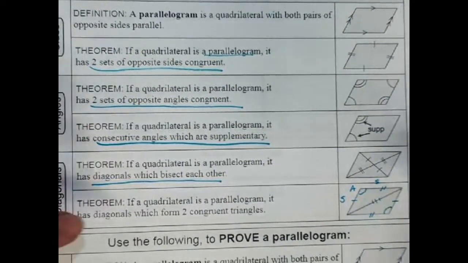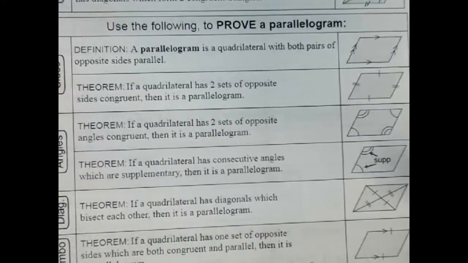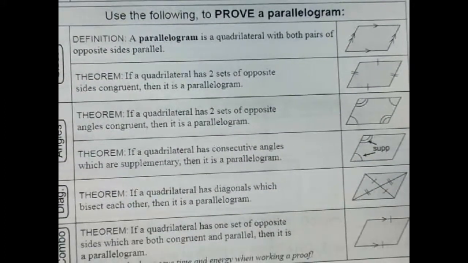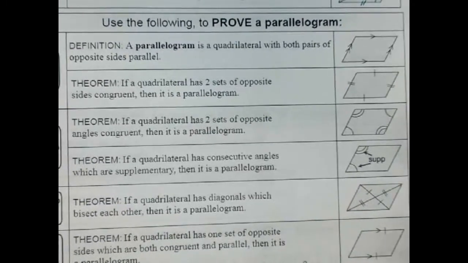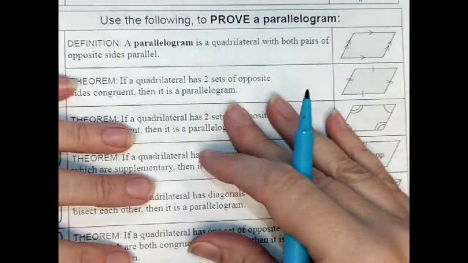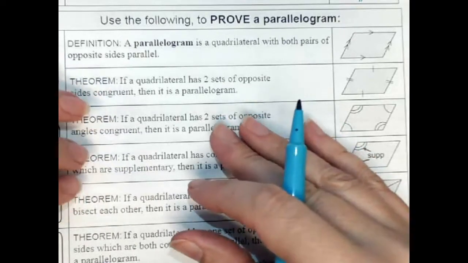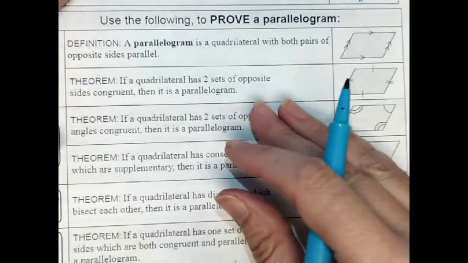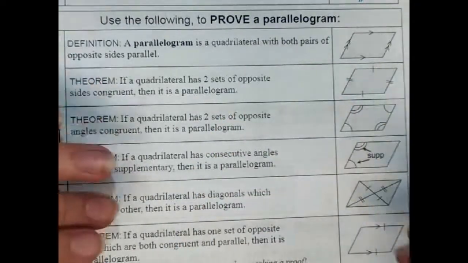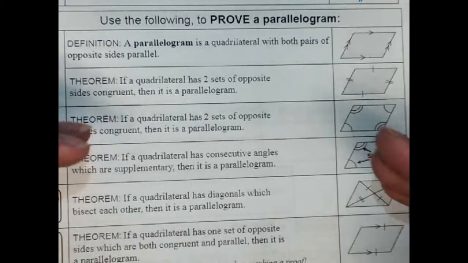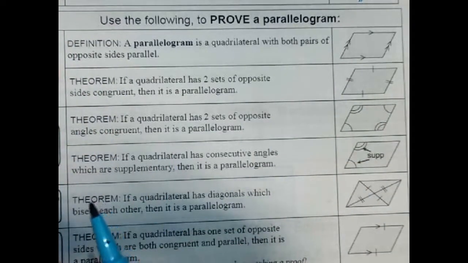The new thing is the bottom where it says, use the following to prove that it's a parallelogram. What I want you to notice is that there's really no new information here. This is really just the converse of the stuff that's written at the top. Remember our if, then, inverse, converse. Converse is where we just switch the if and the then parts.